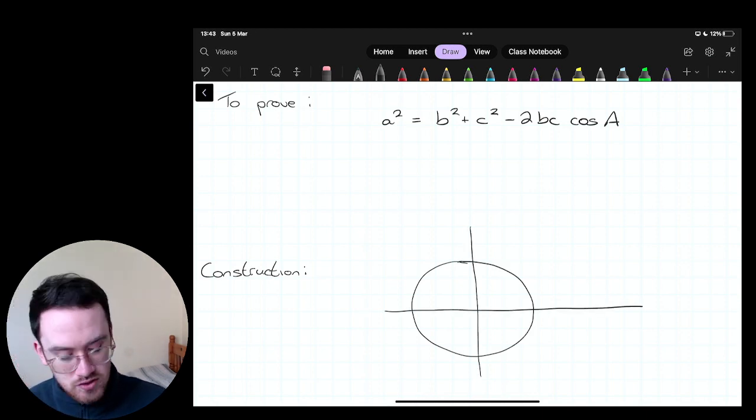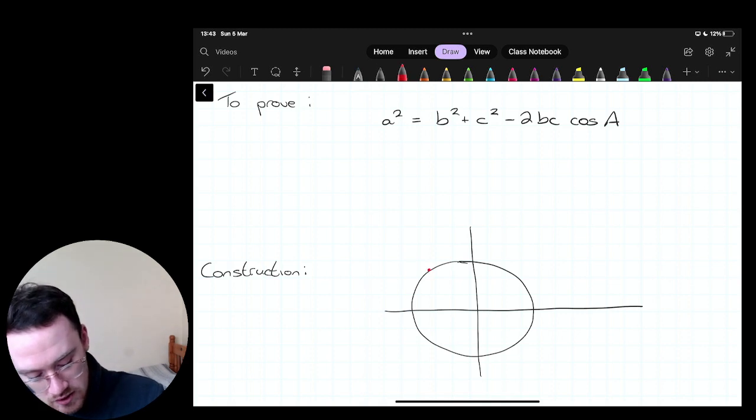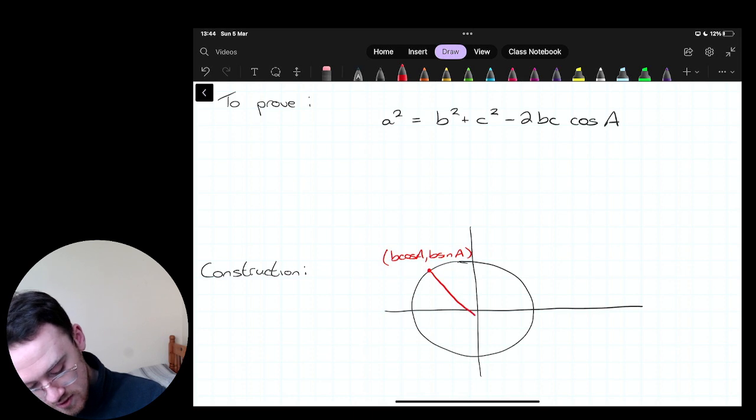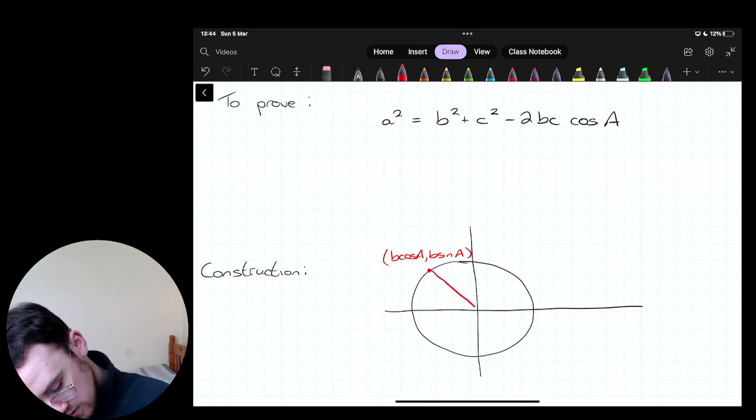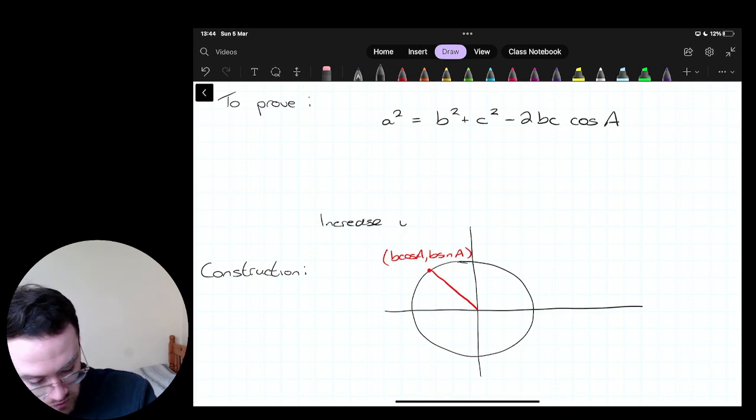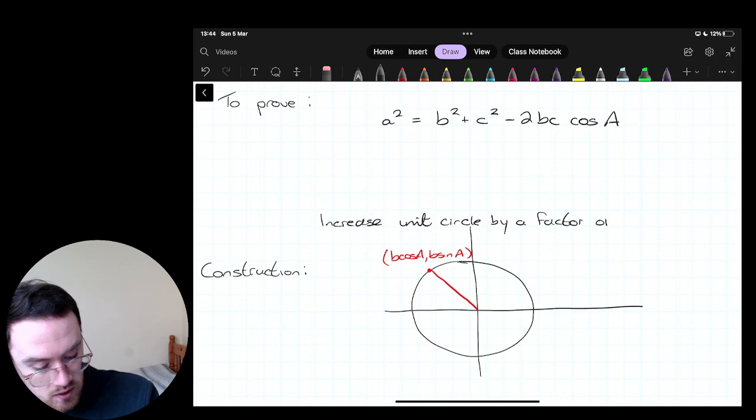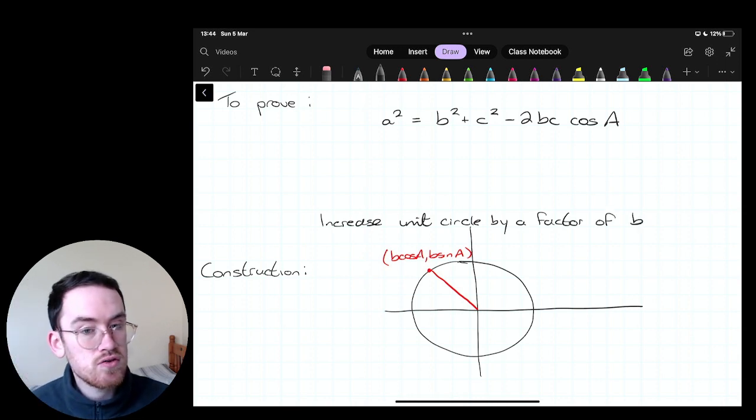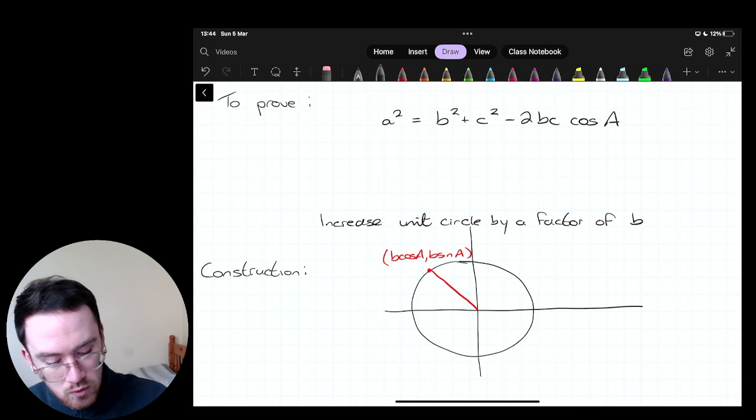So, sketching out my unit circle, we're going to put two points on it. This point is going to be the point (b cos A, b sin A). We can make a note here in terms of my construction: we are increasing the unit circle by a factor of b. So instead of the radius being 1, the radius is now b. Okay, so we have that one point put in.